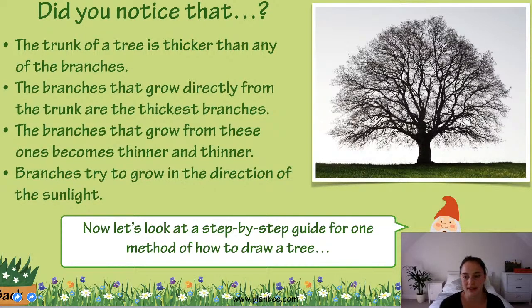Okay, so did you notice that the trunk of the tree is thicker than any of the branches? The branches that grow directly from the trunk are the thickest branches, and the branches that grow from these ones become thinner and thinner. Branches try to grow in the direction of the sunlight. That's a really good fact, isn't it? That's really interesting. That happens with flowers as well. They often move around like sunflowers do. They move around to face the sunshine. Okay, so let's look at a step-by-step guide for one method of how to draw a tree.